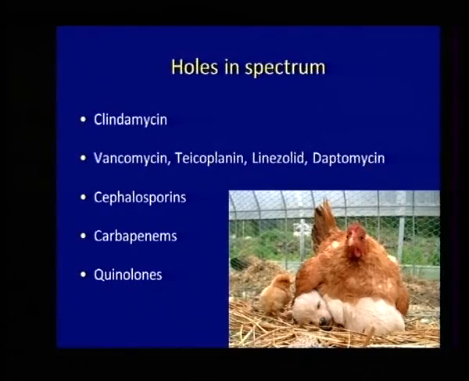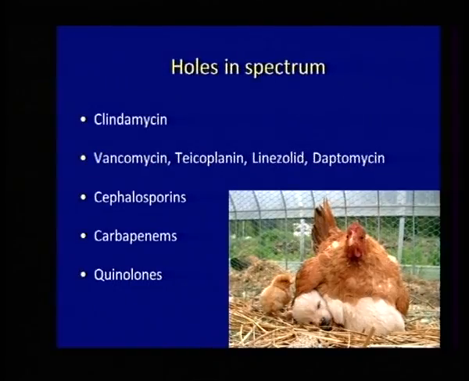Please remember the holes in the spectrum. When you use clindamycin, you need to understand it covers only gram-positive and anaerobic organisms. It has no gram-negative cover. When you use vancomycin, teicoplanin, linezolid, or daptomycin, which are all indicated for use against MRSA or enterococci which are resistant to penicillin, they do not have any gram-negative cover. Cephalosporins are inherently resistant to all enterococci. So if you have an enterococcus growing, none of the cephalosporins will work.